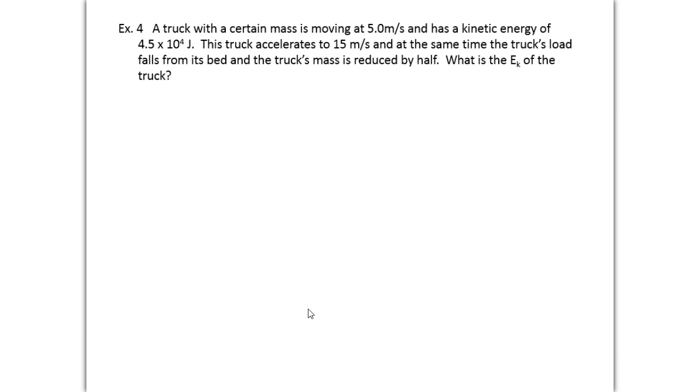A truck with certain mass is moving at 5 meters per second. It has a kinetic energy of 45,000 joules, or 4.5 times 10 to the 4. The truck accelerates to 15 meters per second, and at the same time, some of the truck's load falls from the back of the truck. So you speed up, stuff falls out the back of the truck. Because of that, the mass of the truck is now reduced by half. So what's the kinetic energy of the truck?